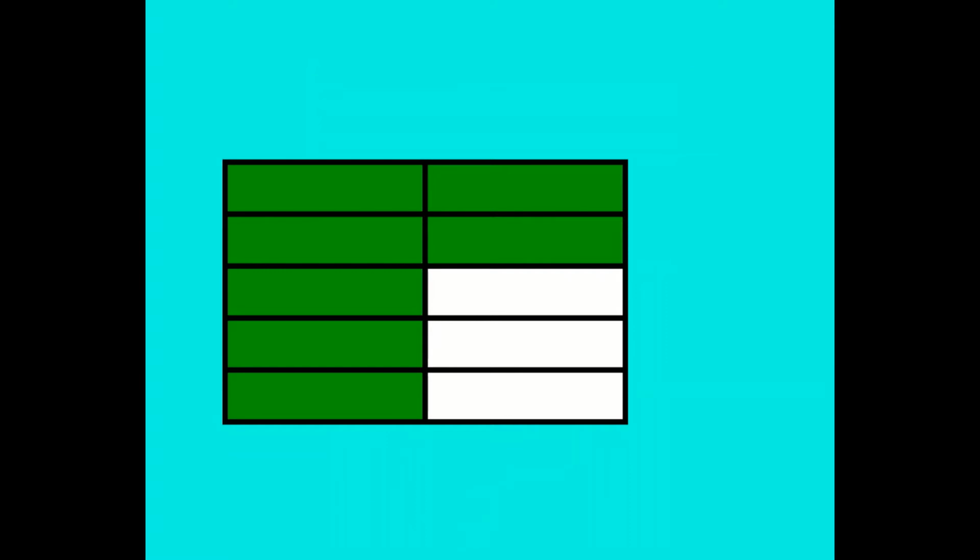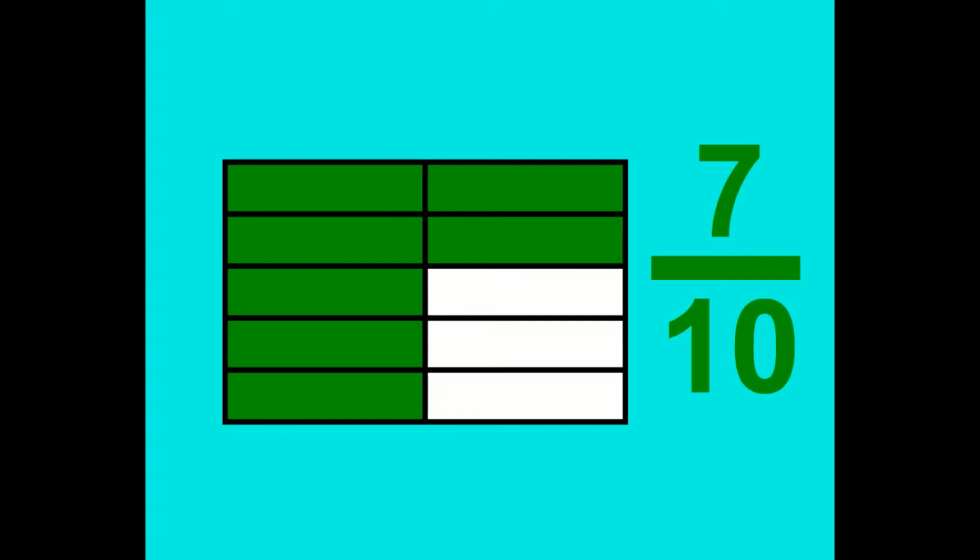This square is divided into 10 parts. 7 of them are colored in. The answer is 7/10. 7/10 of the square is in color. This circle has 8 parts. 7 of them are colored in. The answer is 7/8. 7/8 of the circle is in color.